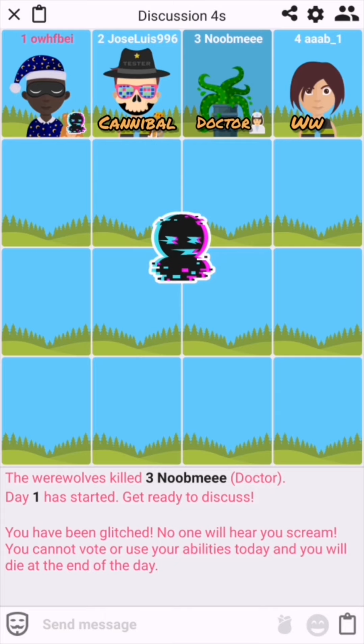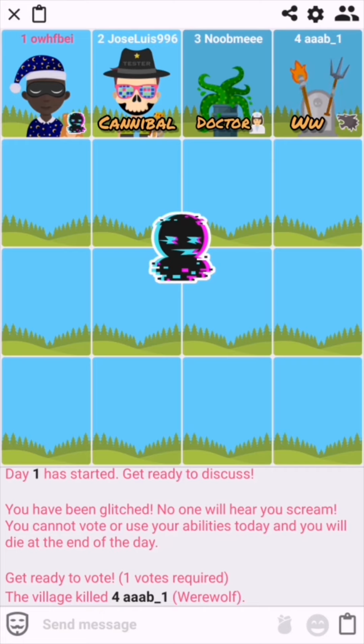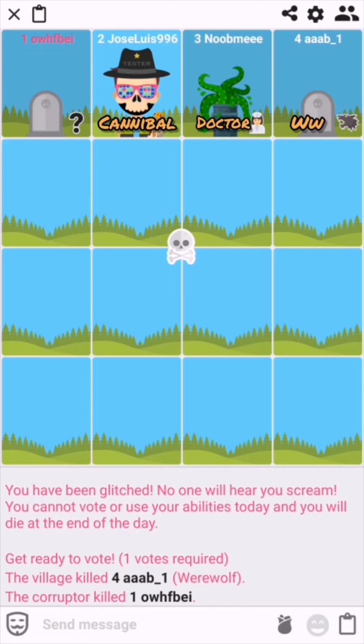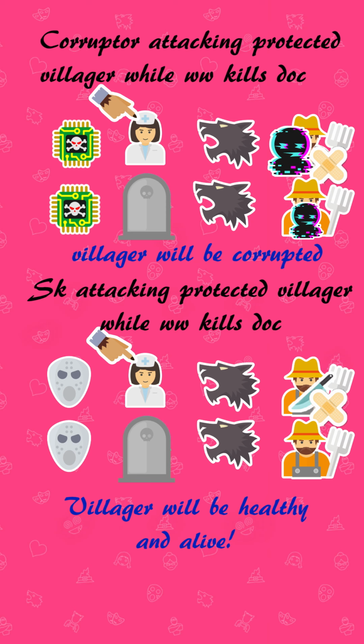This is really interesting, because this means both will be killed if corruptor attacks the villager and werewolf attacks the Doctor. This is the reverse of what we found previously with the serial killer and cannibal. With serial killer and cannibal, if serial killer attacks the villager and werewolves attack the Doctor, the villager will be protected. But with corruptor it is exactly the reverse. Doctor will die, but the villager also will be corrupted.